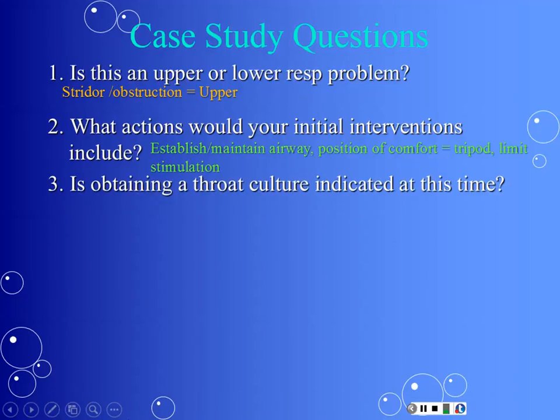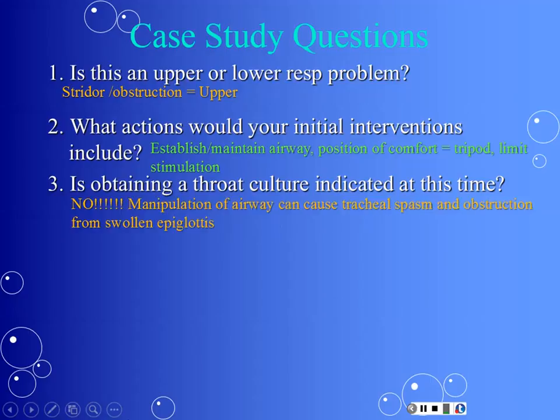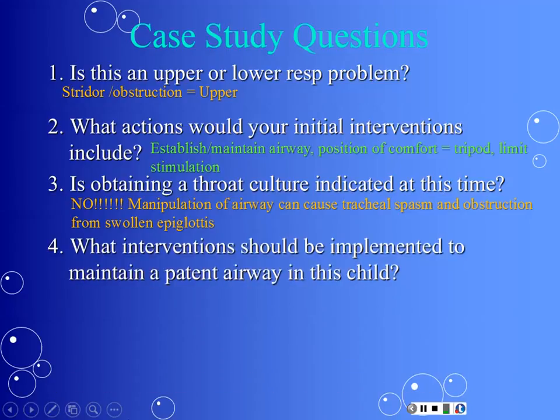Would we get a throat culture on this kid at this time? Is that indicated? What are you worried about if you get a throat culture on this kid? They're going to have a laryngospasm because they're going to go, ugh. So manipulation of the airway can cause tracheolaryngospasm and obstruction because that epiglottis is already swollen. This is when you have a new resident that's like, oh, I'm going to go throat culture this kid. You're going to dive bodily in front of them, between them and the kid, like slow motion. You're going to tell them, no. Go find your boss, no.